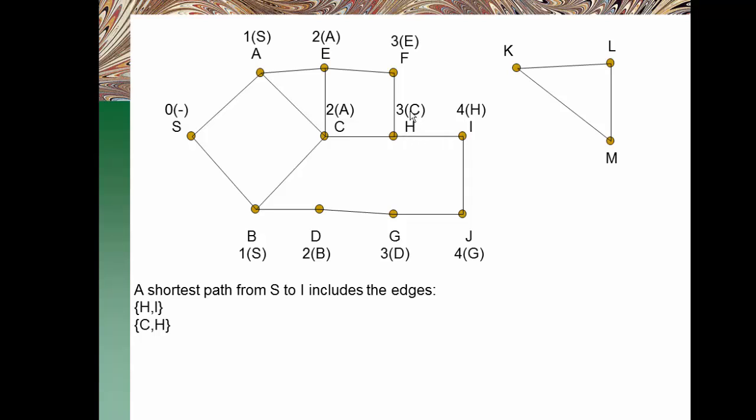Then from H, we look at the label vertex C. We go to vertex C, and vertex C has label 2A. We go to A, and vertex A has label S. We go to S. So that describes the shortest path from S to I. S, A, C, H, I.